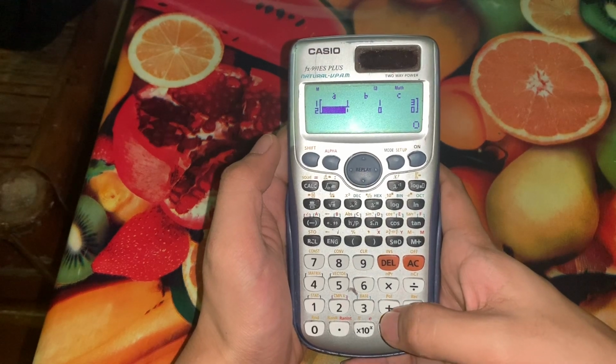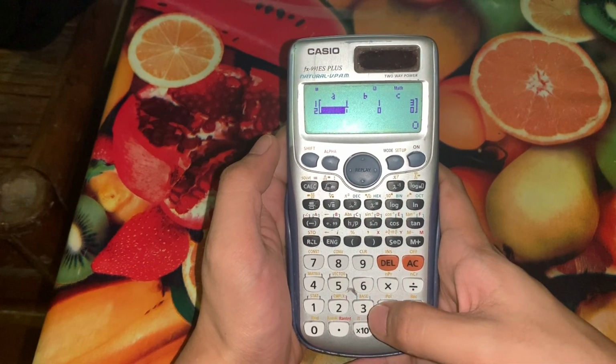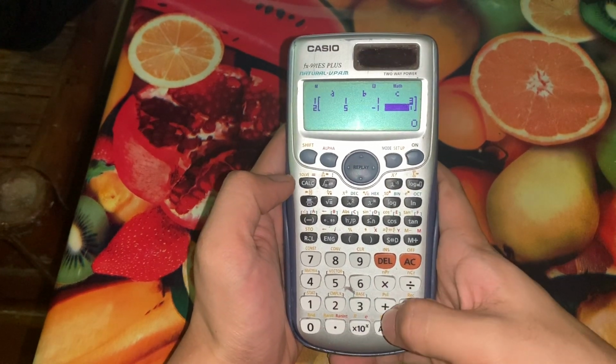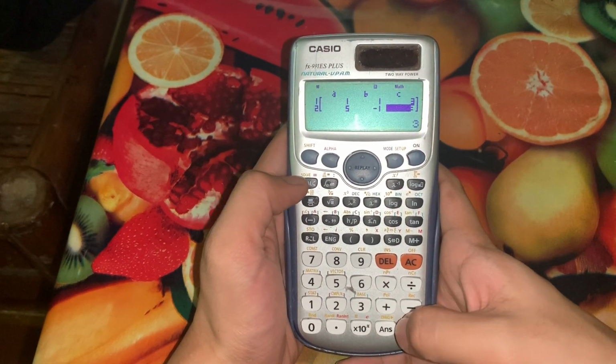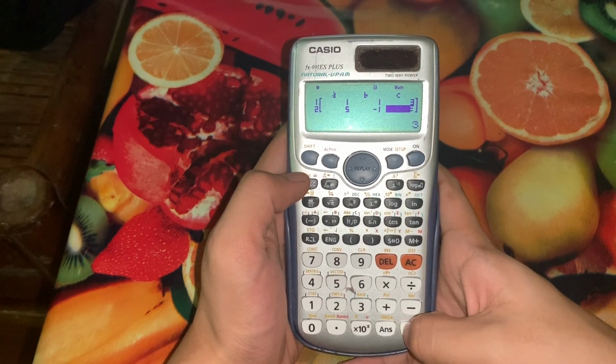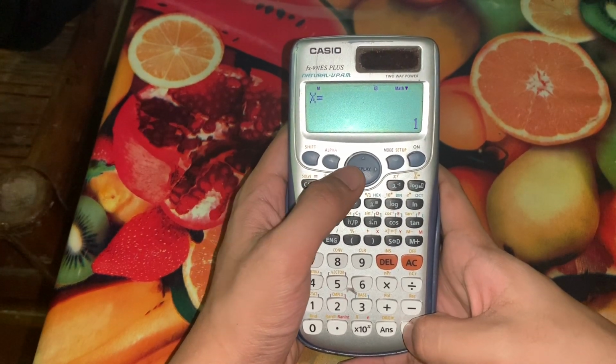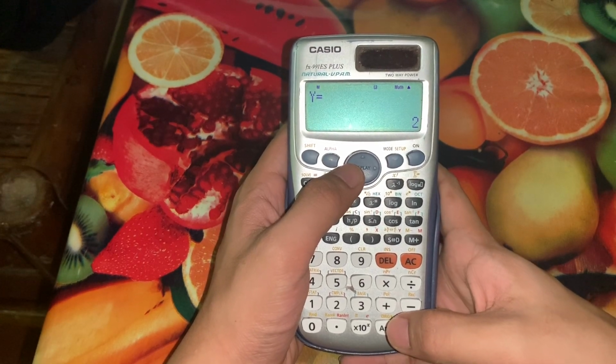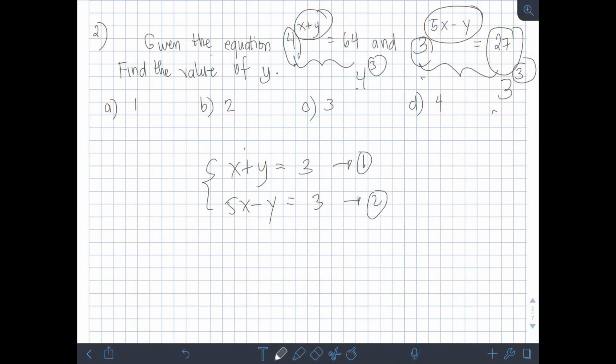Okay? Dun naman sa equation 2, we have 5x minus y equals 3. So, we have 5 sa x, negative 1 sa y, and then positive 3 din sa constant. And then press equal sign para masolve si x at y. So therefore, x is equal to 1, and then press equal sign, y is equal to 2. Okay? So since yung hinahanap lang sa problem ay yung y, therefore the answer is B, which is 2.